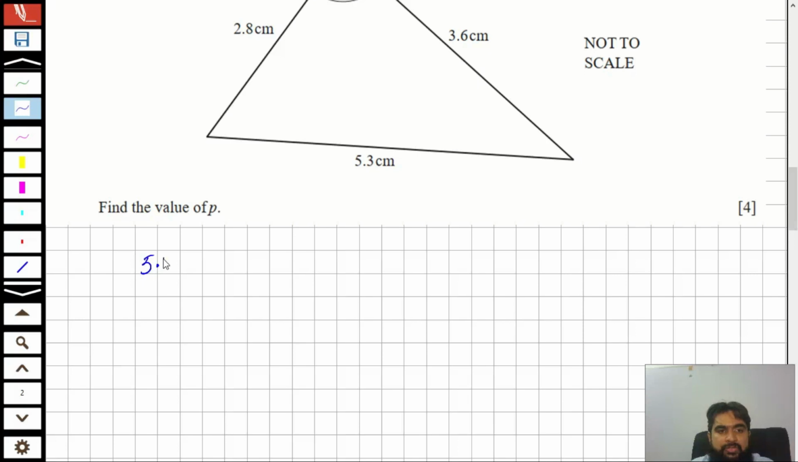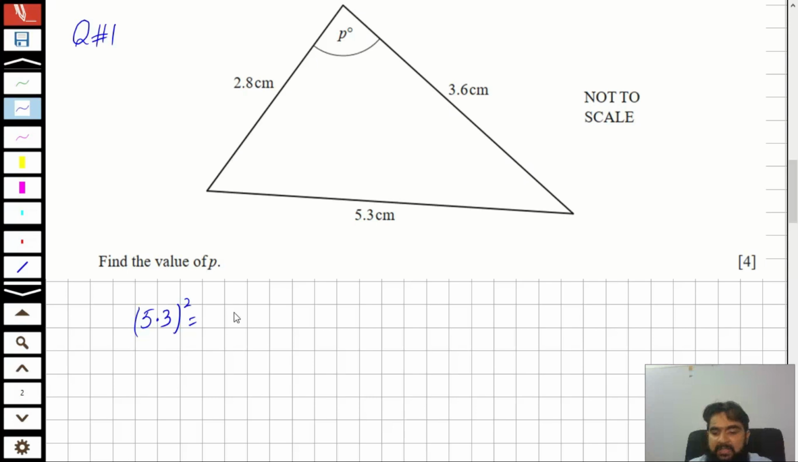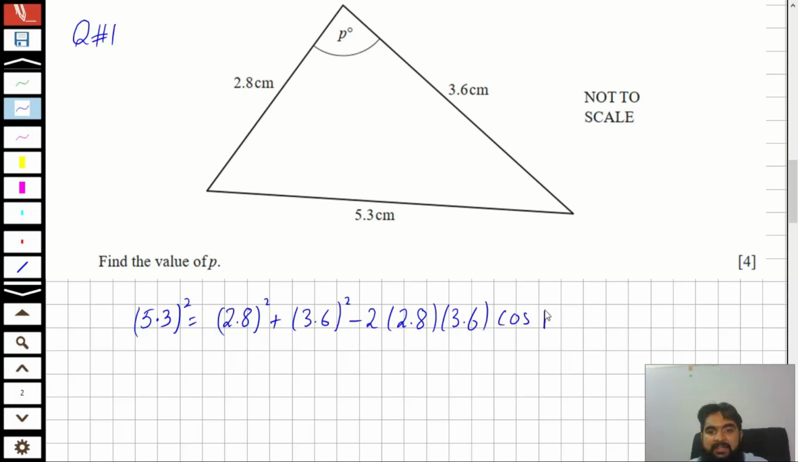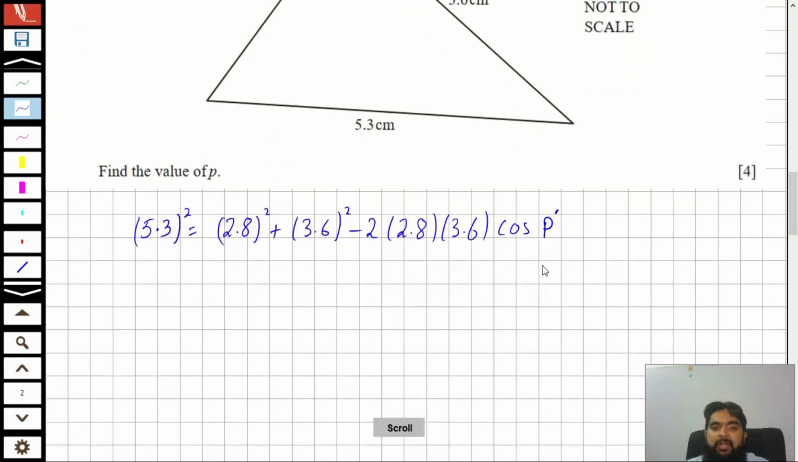So 5.3 square will be equal to the sum of the squares of the two other sides, that is 2.8 square plus 3.6 square, minus 2 into the product of the sides, that is 2.8 and 3.6, into cos of their included angle. The included angle here is P. Now we have to find the angle P, so we have to make P the subject. So just take it to the other side.